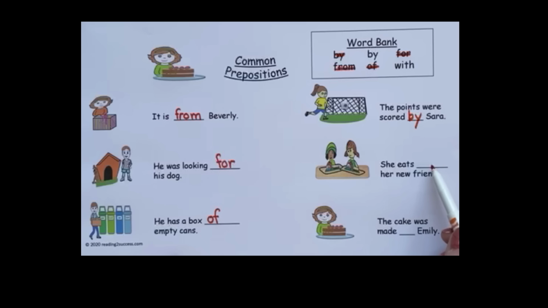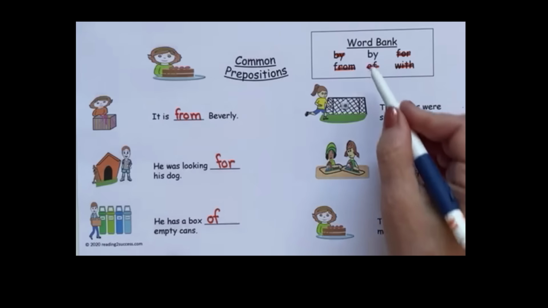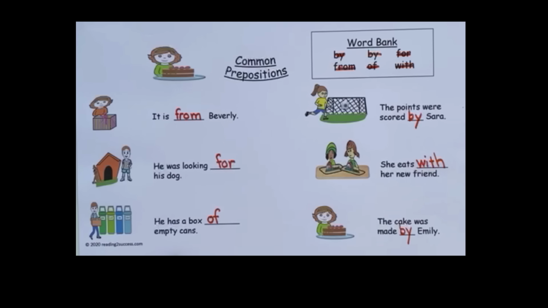She eats blank her new friend. By her new friend or with her new friend? They are together, so we are going to say with her new friend. And our last one, well, let's cross that off. We have one left. It is by. The cake was made by Emily, and that one works. So we'll write it in there, cross it off here, and let's review our sentences again.